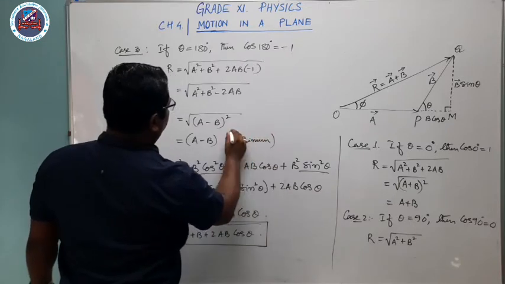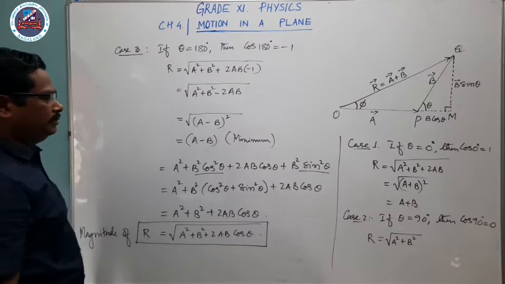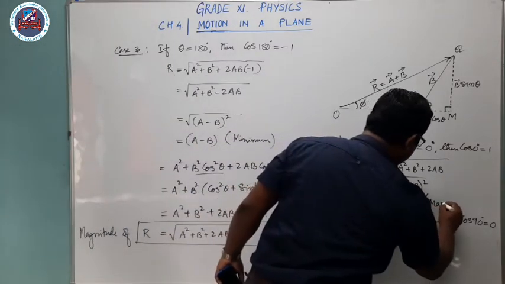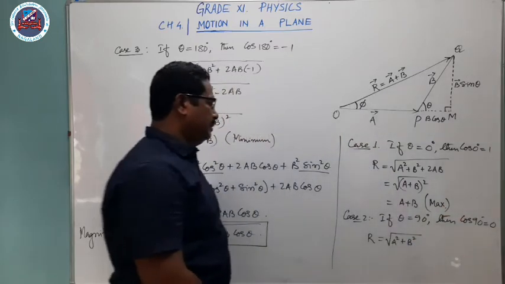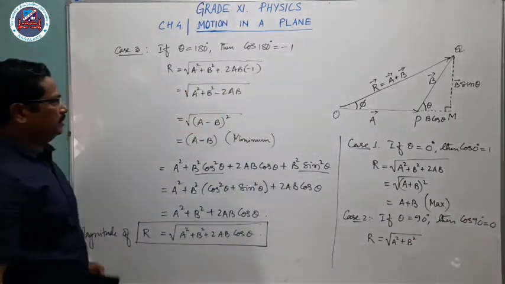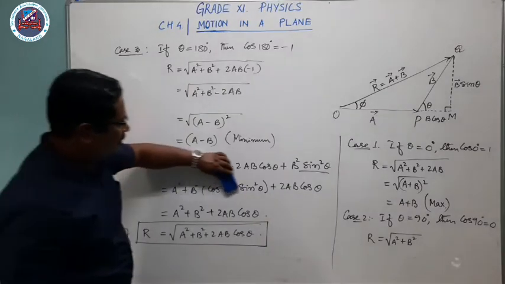You will get the minimum resultant if they are 180 degrees to each other. Here you will get the maximum value of the resultant. And here it is intermediate, neither more nor less. Like this, you can get 3 cases.